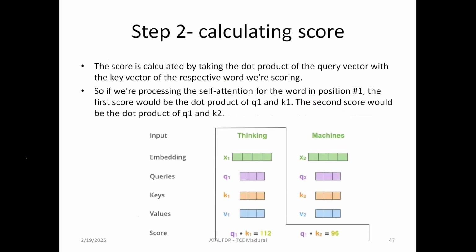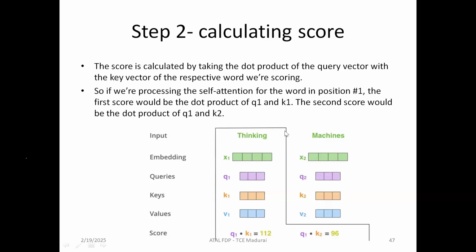Next, we need to calculate the score. Okay, the score is calculated by taking the dot product of the query vector with the key vector of the respective word. So as I told you, query, key, value, three parameters they are passing. We need to calculate the score. If you are processing the self attention for the word in position 1, the first score would be the dot product of Q1 and K1. And the second score would be the dot product of Q1 and K2.